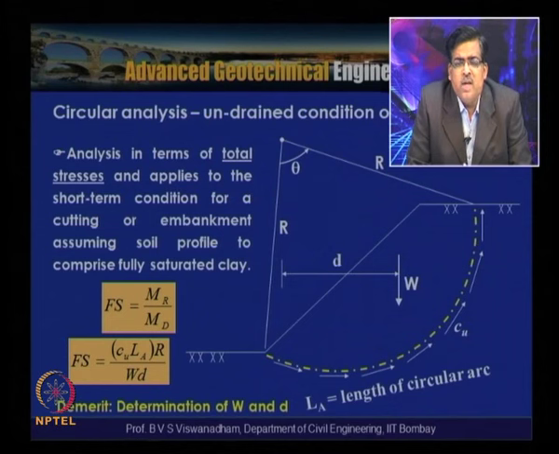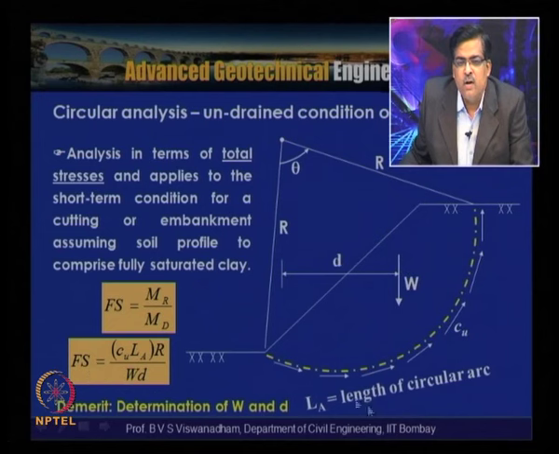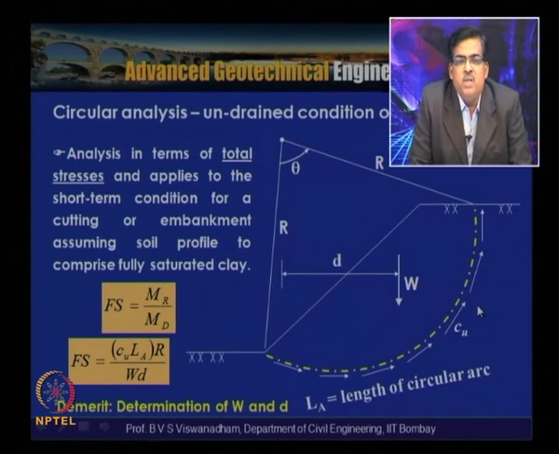So for this, by taking moment equilibrium, by taking moment of all resisting forces about the center of rotation to moment of all the driving forces about the center of rotation. So here W is because of the self weight of the soil. So factor of safety is equal to MR by MD, where MR is nothing but CU into LA, LA is nothing but the length of the entire arc, into R. CU LA into R is nothing but the resisting moment divided by WD. WD is nothing but the driving moment or the disturbing moment. So here one of the disadvantages of this method is the accuracy with which you will determine the weight W or area and the determination of d which is actually involved.